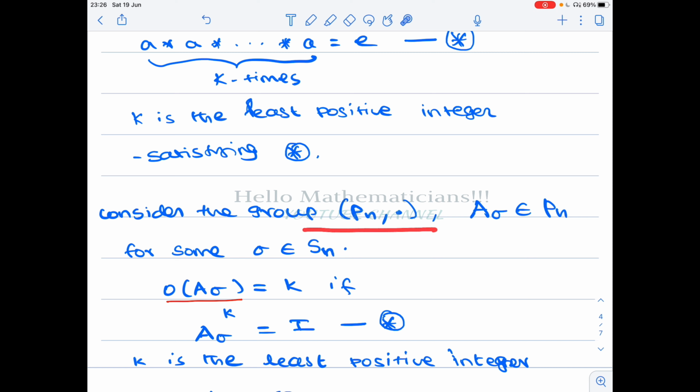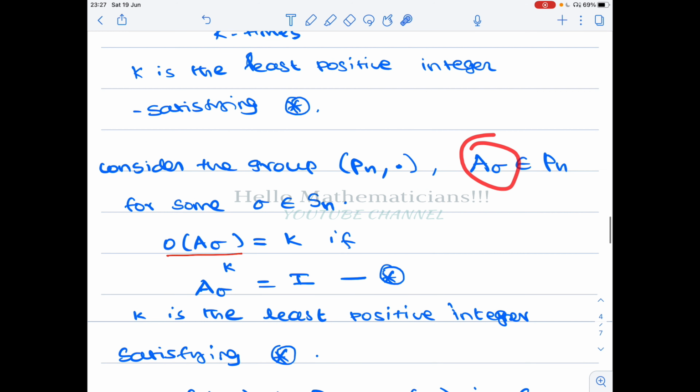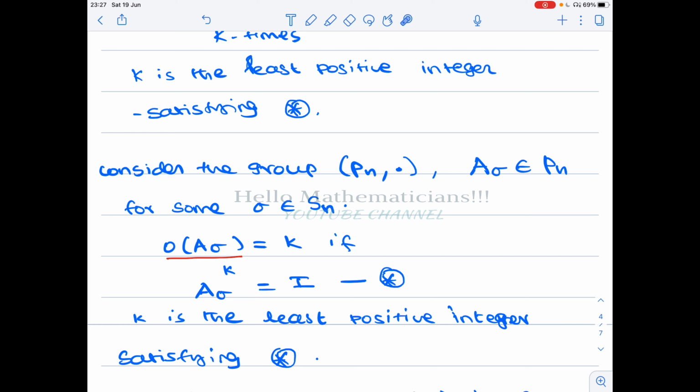Consider the group Pn, where the operation is matrix multiplication, and I take an element A sigma from Pn. Note that every element of Pn is of the form A sigma for some permutation sigma belonging to Sn. According to the above definition, the order of the matrix A sigma equals K if you have to multiply A sigma with itself K times to get the identity element of the permutation matrix group. What is the identity element of this group? That is the identity matrix.